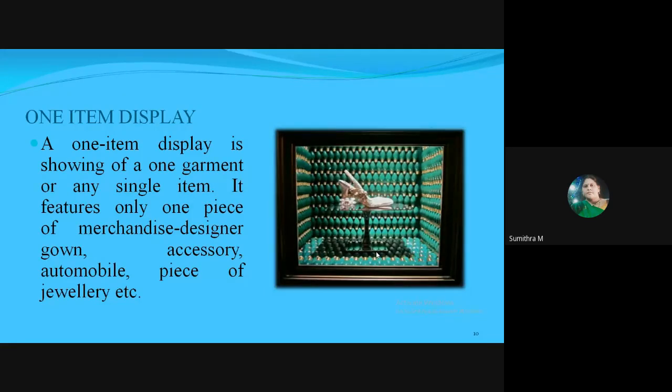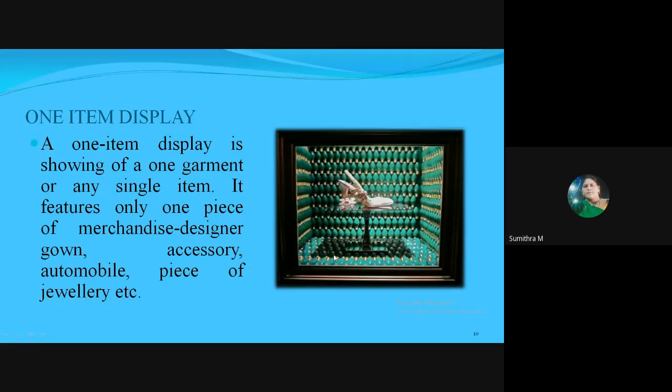This is one item display. Only one type of product or one type of garment is going to be displayed in a window, and that is named a one item display. Suppose here they have shown you slippers or shoes. Instead of this, you can display any other product, but only one product is going to be displayed, and that is named a one item display.